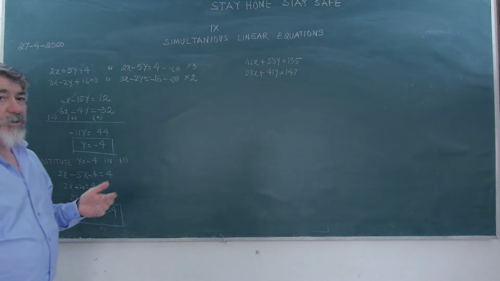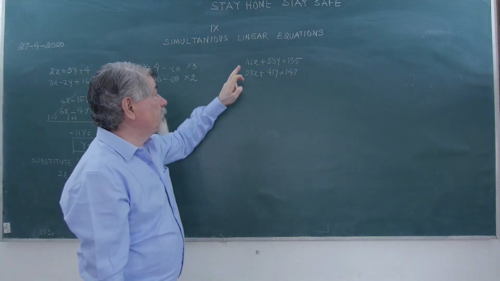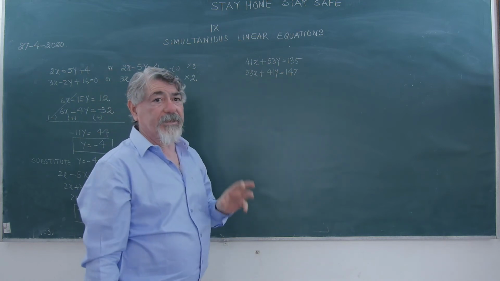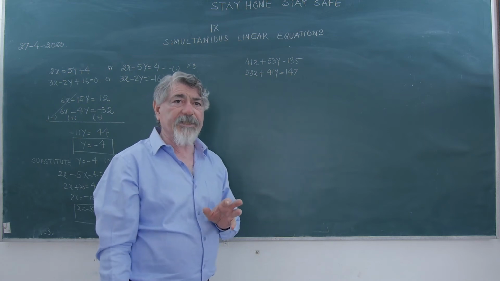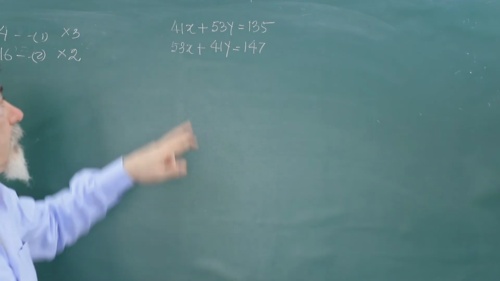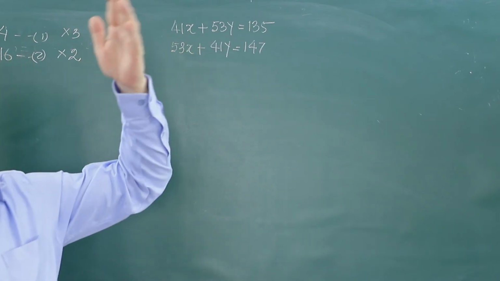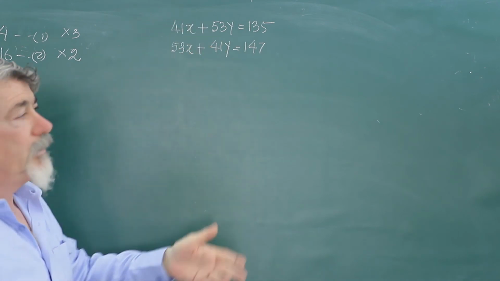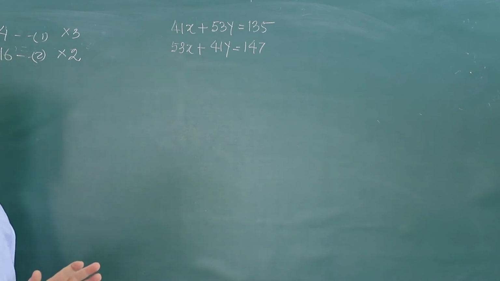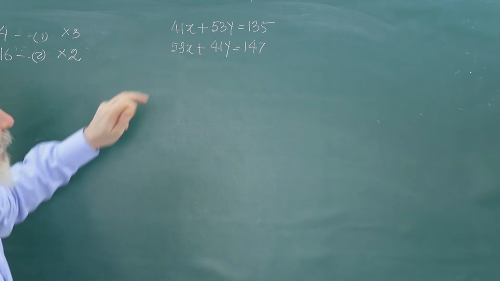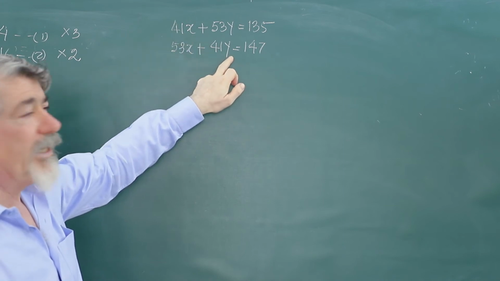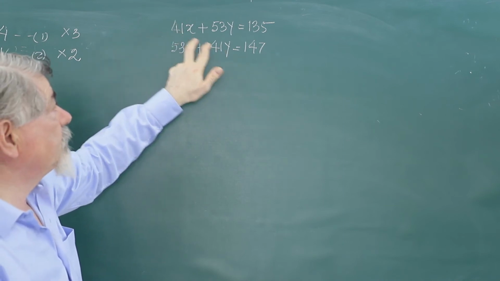Now the next question, if you look on the board: 41x plus 53y, 53x plus 41y. One thing to be noticed in this question is that the coefficients of x and y are quite large. It is not only restricted to 41, 53, sometimes they will be in hundreds or 3 digits. 41 and 53 are quite large in terms of simultaneous equations. But the speciality is, the coefficient of x in the first equation is the coefficient of y in the second equation, like 41x, 41y.